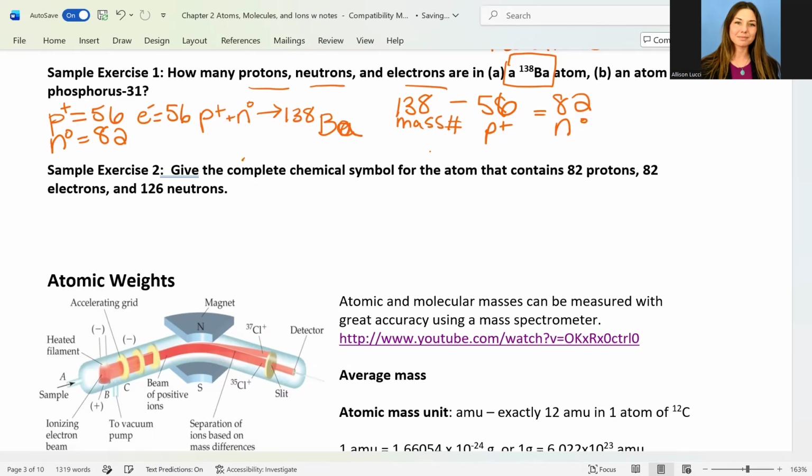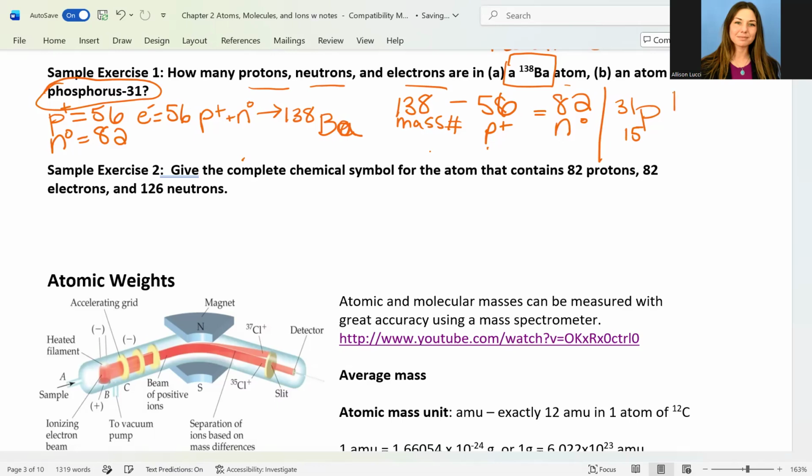So let's take a look at part B here, and we're going to do the same thing. We're going to check out phosphorus-31 now. So a different element, a different specific isotope. If we were to write this in a different way, 31 is our mass number. And when we go to the periodic table, we would see that phosphorus is element number 15. So that would be the atomic number here.